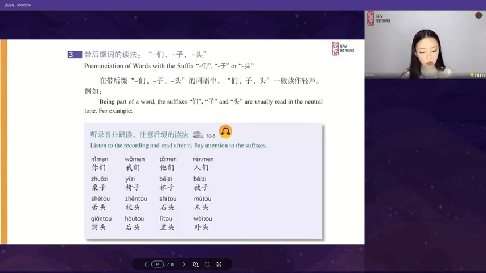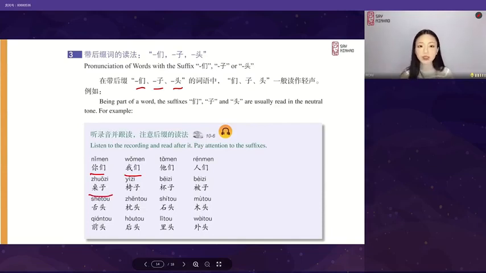Now let's move on to the pronunciation of words with the suffix 们, 子, 头. So for these three characters, when they are used individually, they are 们, 子 and 头, but when they are acting as a suffix, they're all neutral tone. So for example, first one, 你们, we are really familiar with it. It means you, the plural version of you. 你们, 们 is the neutral tone. Next one, 我们 means we, right? 我们, neutral tone too.